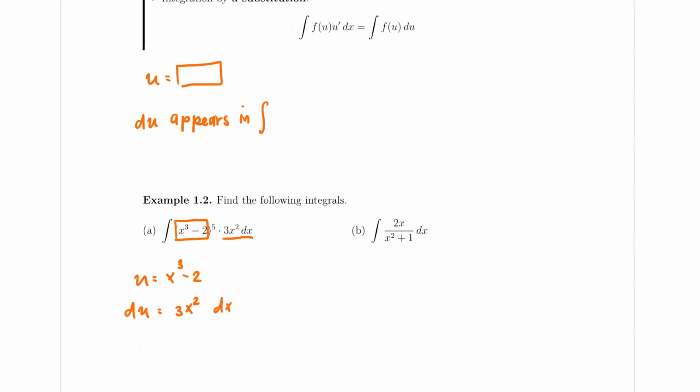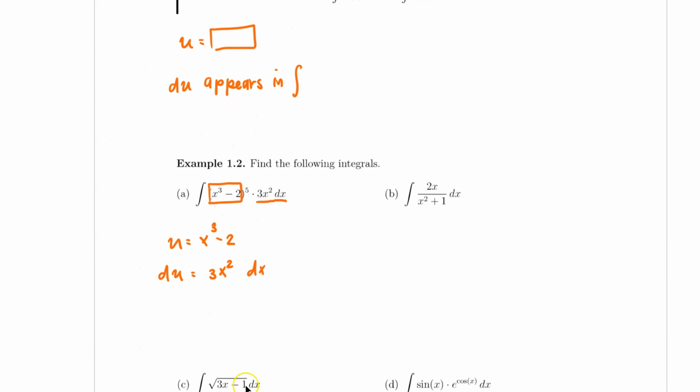Now let me note something real quick. When I take the derivative of this u, I'm going to have this dx as well because, if you think about it, if I think of u as a function here, normally we will find du/dx, right? And that's going to be the derivative of x cubed minus 2, which is 3x squared. Now I can move my dx to the other side, so I can write my du to be 3x squared dx. So my du is going to be 3x squared dx, which is what we have also in the integral.